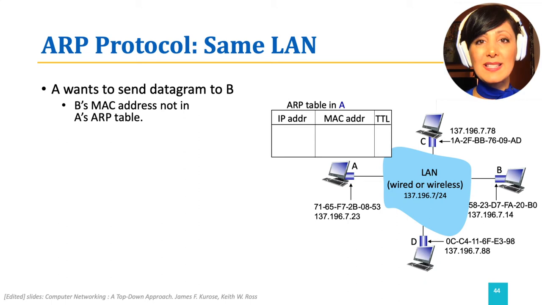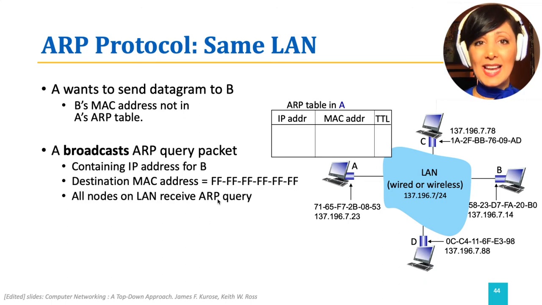For this purpose, A broadcasts an ARP query packet to the whole LAN. This request contains the IP address for B as the requested translation. The destination MAC address for this frame is a MAC address with all Fs, which is a MAC broadcast address. Broadcast means that all nodes on the LAN receive that ARP query.